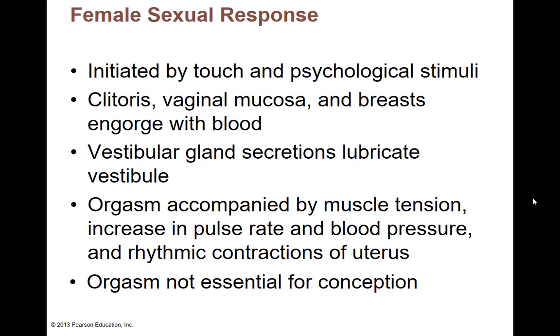An orgasm is accompanied by muscle tension, increase in pulse rate, increase in blood pressure, and the contraction of your uterus. Again, the uterus will contract and will do a reverse peristaltic contraction to try to get sperm closer to the top of the uterus. However, even though it helps contract the uterus to go reverse and up, it doesn't mean an orgasm is necessary for conception. The sperm can still swim all on their own.